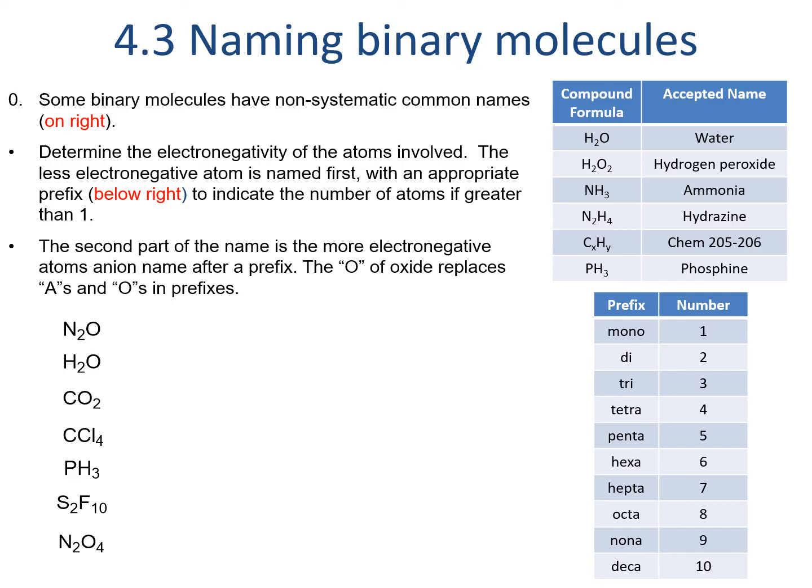In our first example, the oxygen is more electronegative than nitrogen. So in N2O, nitrogen is less electronegative. We can tell that because oxygen is further right in the same period of the periodic table. That means that nitrogen would come first in the name and oxygen would come second. Since there are 2 nitrogens and 1 oxygen, the nitrogen gets the prefix di to indicate 2, and the oxygen, which as an anion is oxide, gets the prefix mono. Altogether, the name is dinitrogen monoxide.